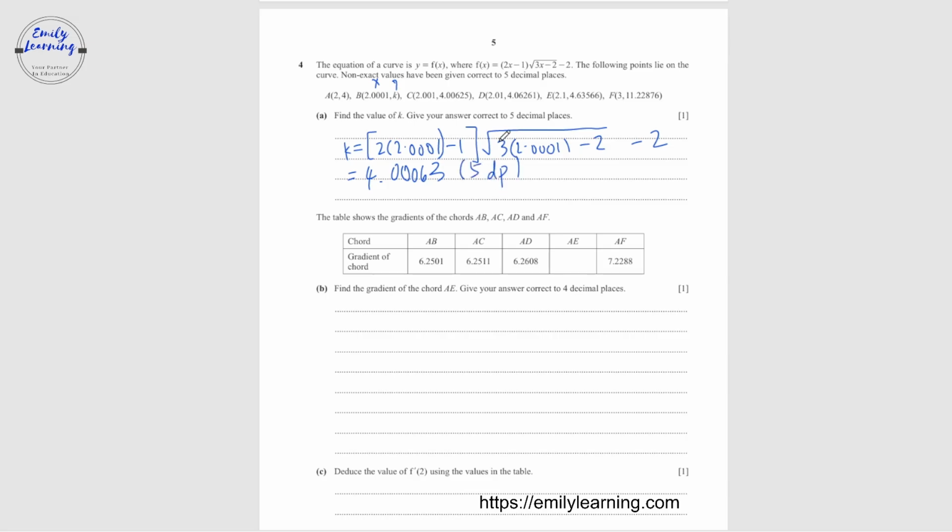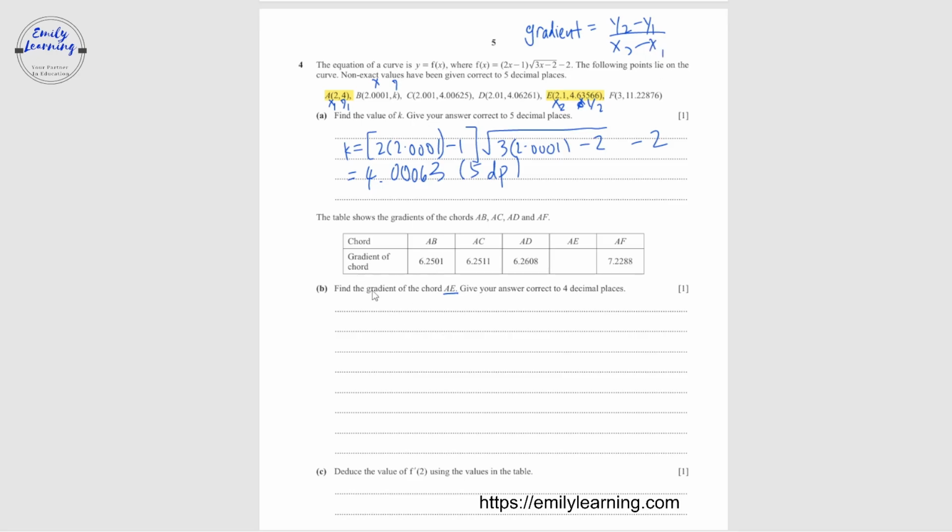Right. Next, the table shows the gradient of chords AB, AC, AD, and AF. Okay, so find the gradient of AE, give your answer correct to 4 decimal places. So this is point A. And this is point E, right? To find gradient, let's assume that this is x1 and this one is y1. This is x2 and y2. So gradient is equal to y2 minus y1 over x2 minus x1, right?